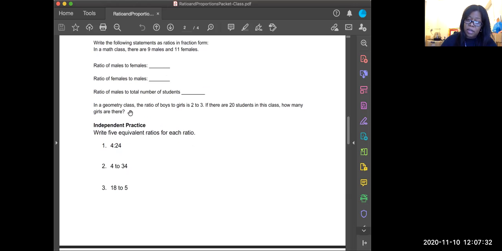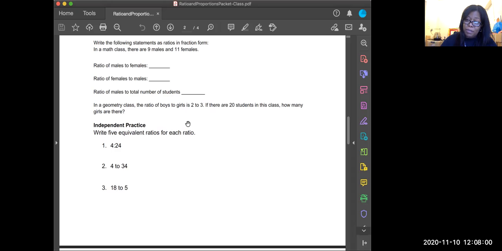And then, okay, in a geometry class, the ratio of boys to girls is 2 to 3. If there are 20 students in this class, how many girls are there? So basically, for every 2 boys, there's 3 girls. So we know that that's 5 students right there. We got to get to 20 and figure out how many girls are in the class.